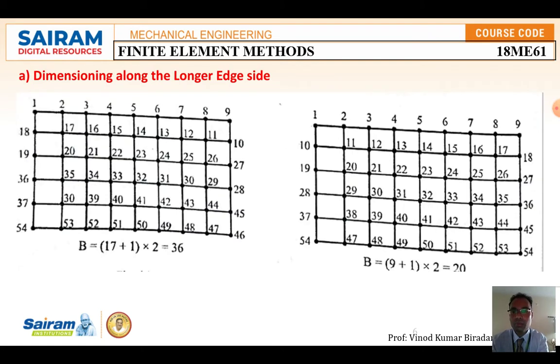Let us understand the first problem. This is a given plate. Normally, the longer edge means there will be two sides: this is the longer edge, and this is the shorter edge.